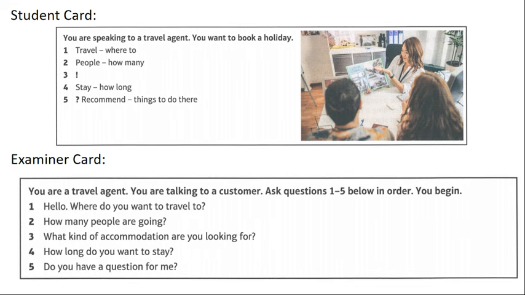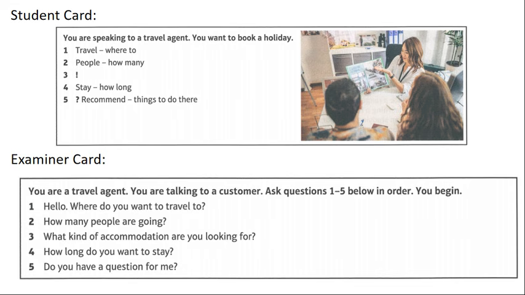So the first one says, hello, where do you want to travel to? So we pretty much guessed that when we saw the student card. And the second one, how many people are going? Yep, we knew that was going to be the question. Question 3, however, says, what kind of accommodation are you looking for? Now, this might be a bit difficult because you might not know the word accommodation. That means where you will stay.